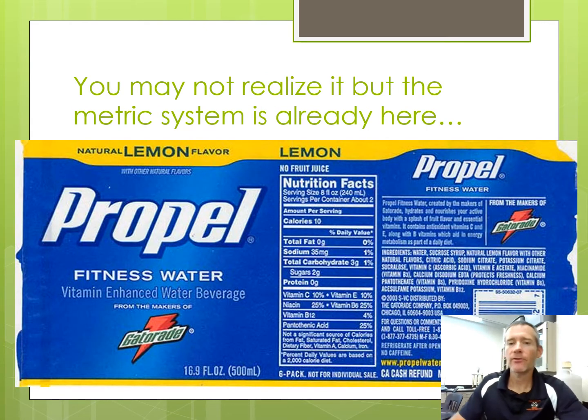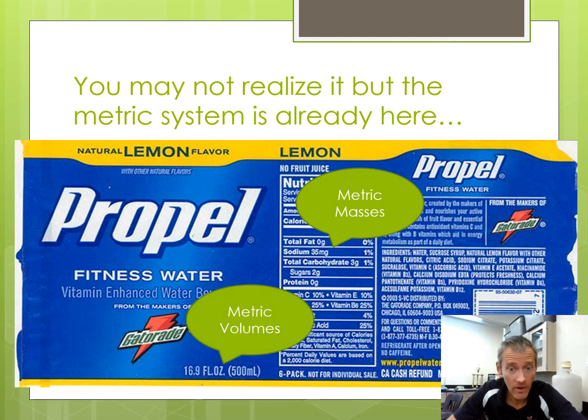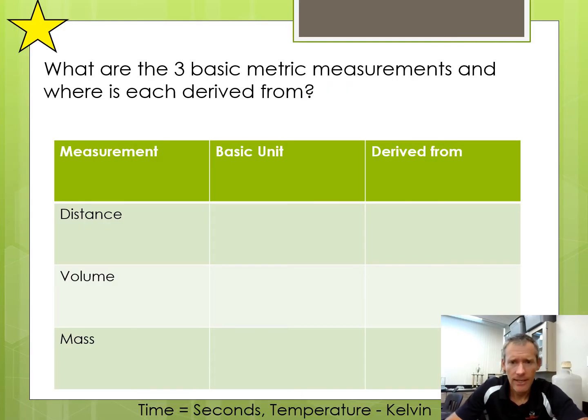So you can see here, if you look at a sports bottle or whatever sports drink, you can see that they do use metric units. You have sodium here, 35 milligrams. Volume is 500 milliliters. So it's a better number than 16.9 fluid ounces.